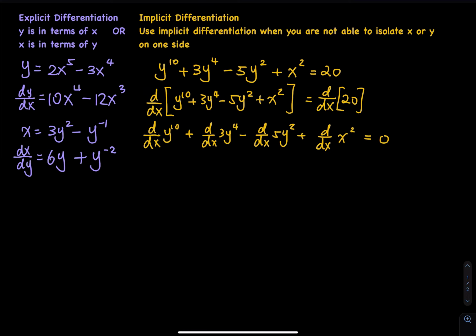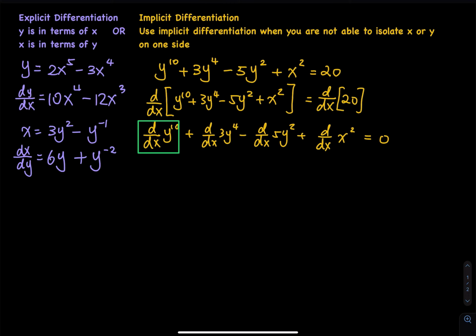So that means you are taking the derivative of every individual term. Now, when it comes to the first term, let me use another color to explain this. You have d/dx of y to the 10. What does that mean? That means you are taking the derivative of that term with respect to x. So that leads me to the first problem in implicit differentiation. You are taking the derivative with respect to x.